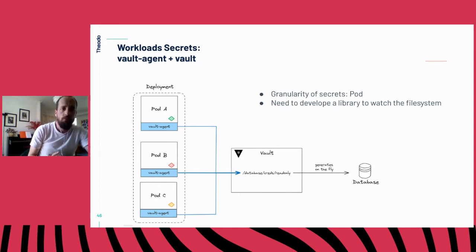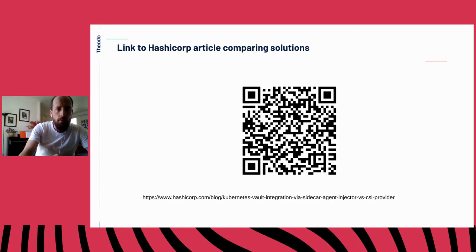The only problem is that the Vault agent will create a file on your pod, so you will need to develop a library to watch the file system, for example, with inotify system calls, and to reload the connection to the database, for example, whenever the credential is rotated. This is a QR code that links to the HashiCorp blog, where they talk about these different solutions. I was not able to speak to every pro and con here, because our time is limited, but you can go by yourself and check it out.